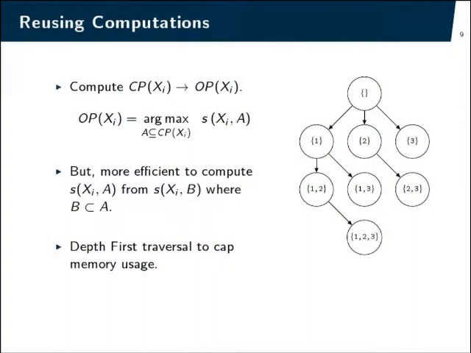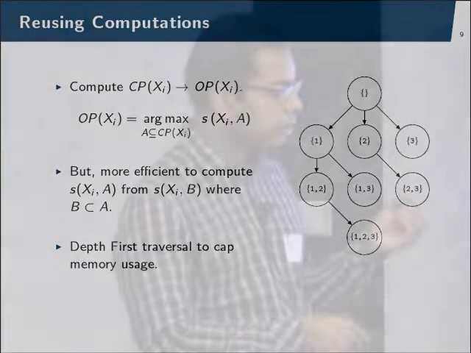We reuse the computation on a node from a node in which the difference is only one in the subset size, where only one element is missing. The best way of doing that would be a DFS, because that way you will ensure that, for example, if you're processing this, all of these have been done before that, and you can reuse from any of them.